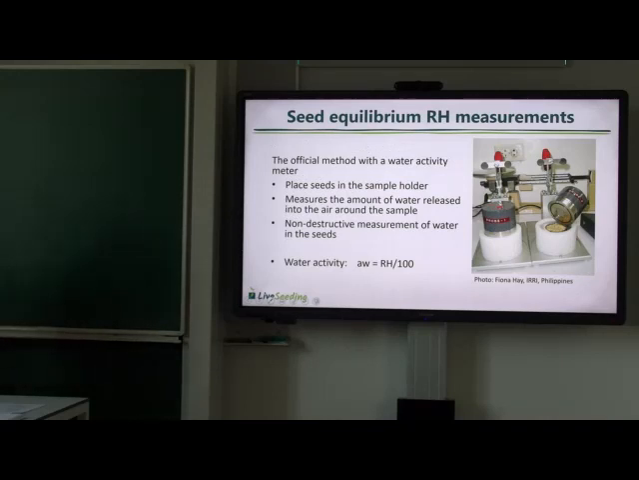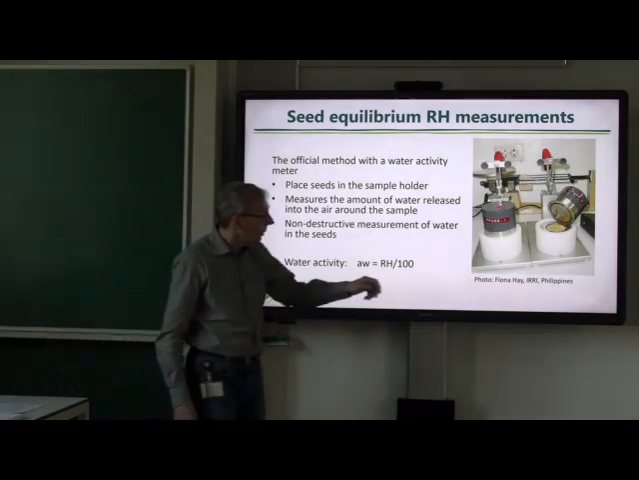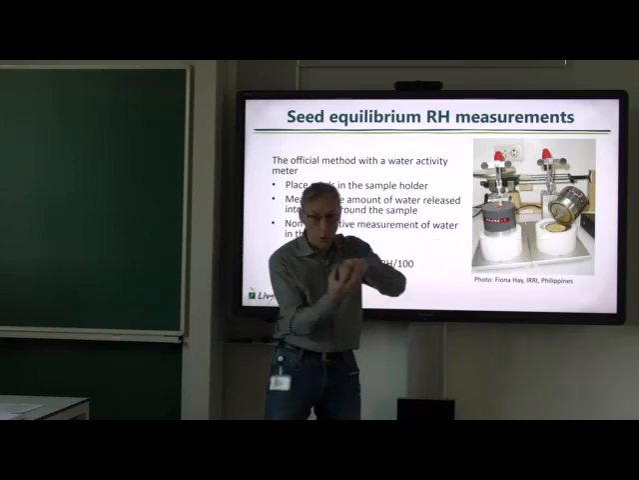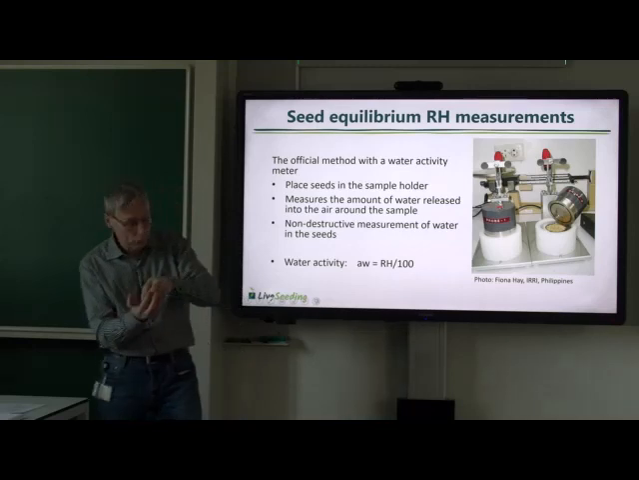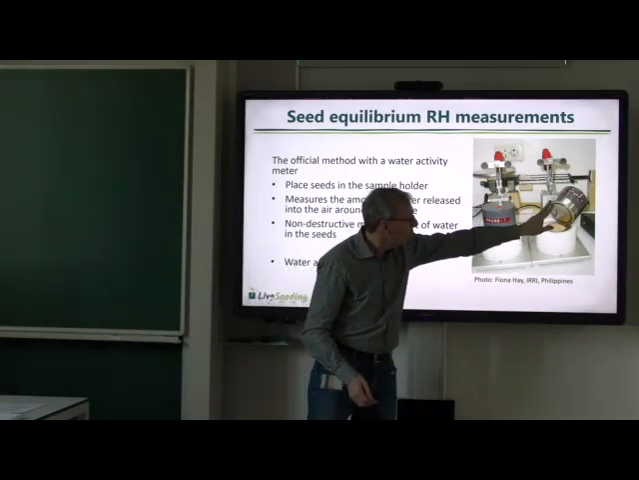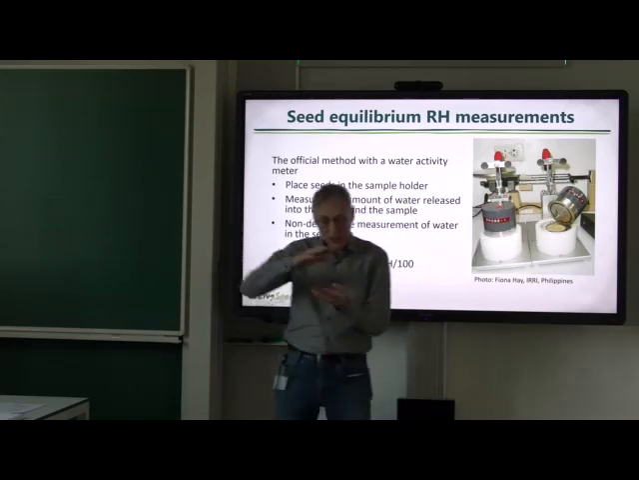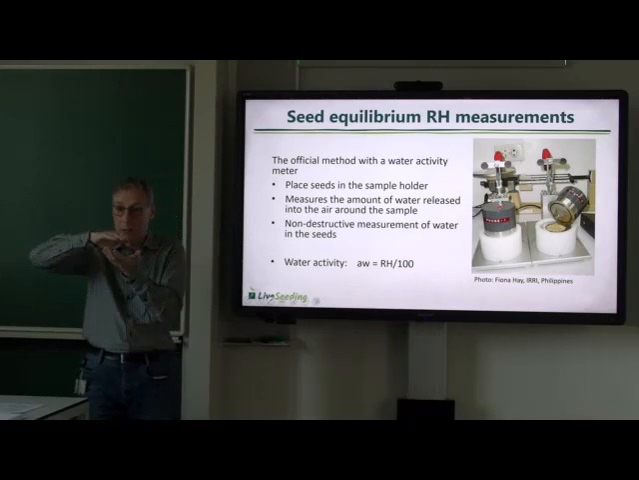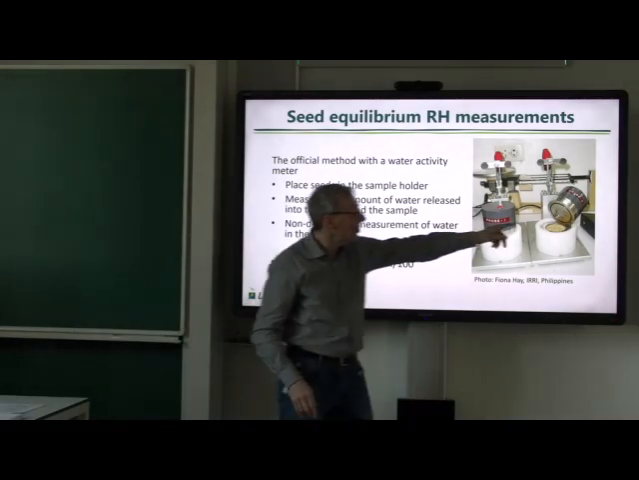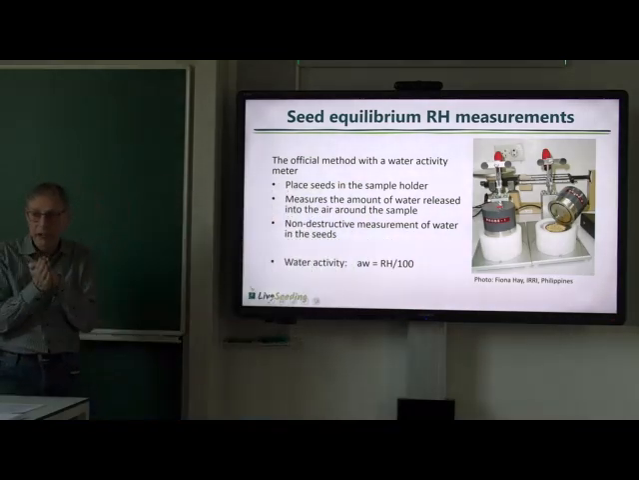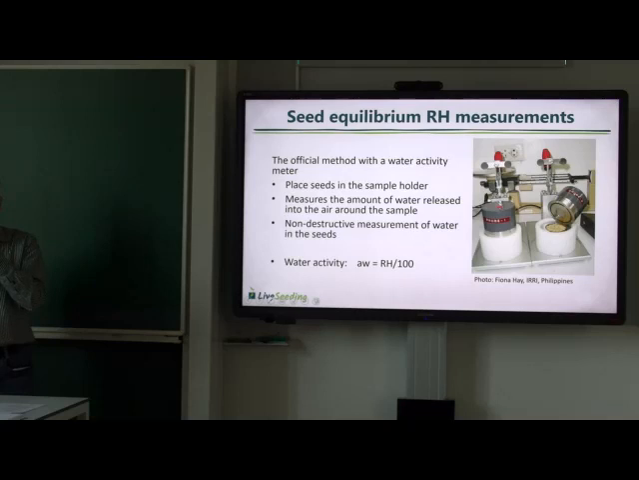Then the equilibrium relative humidity. How to measure that? This is also equipment we have in our lab. You put your seeds in this small box, and you close it with a rubber ring. The seeds will evaporate or absorb water from the air above them, and then it measures the relative humidity of the air. It takes some time, but this is how you measure the equilibrium relative humidity of your seed sample.